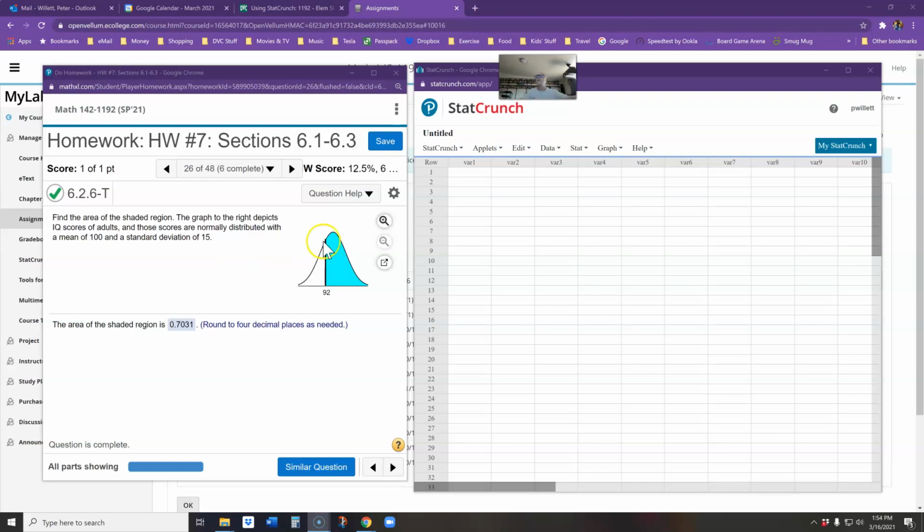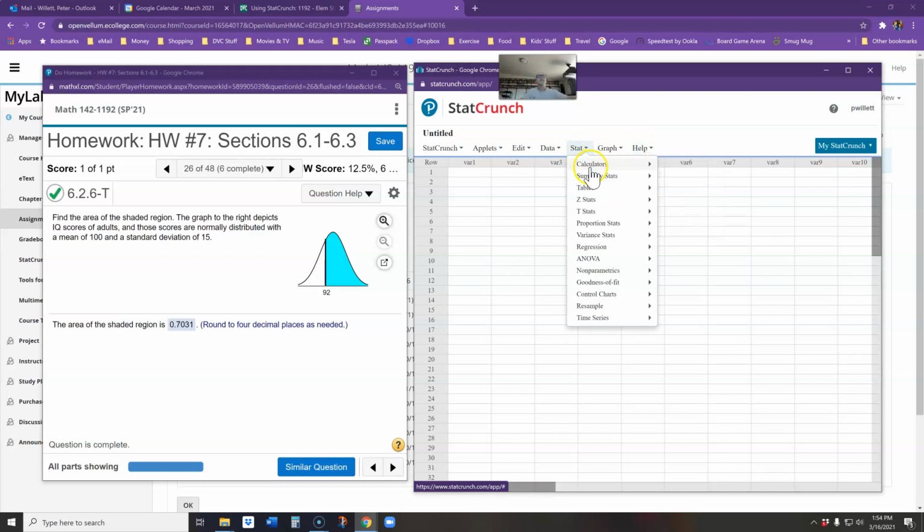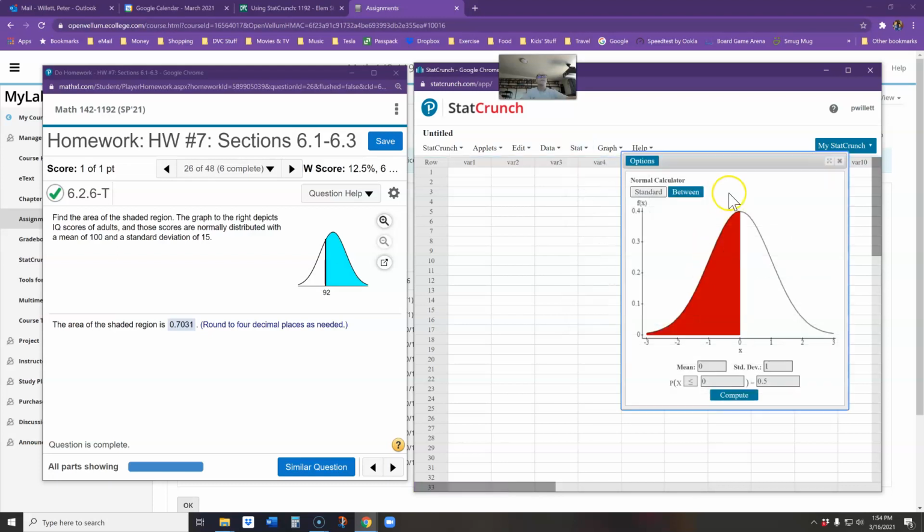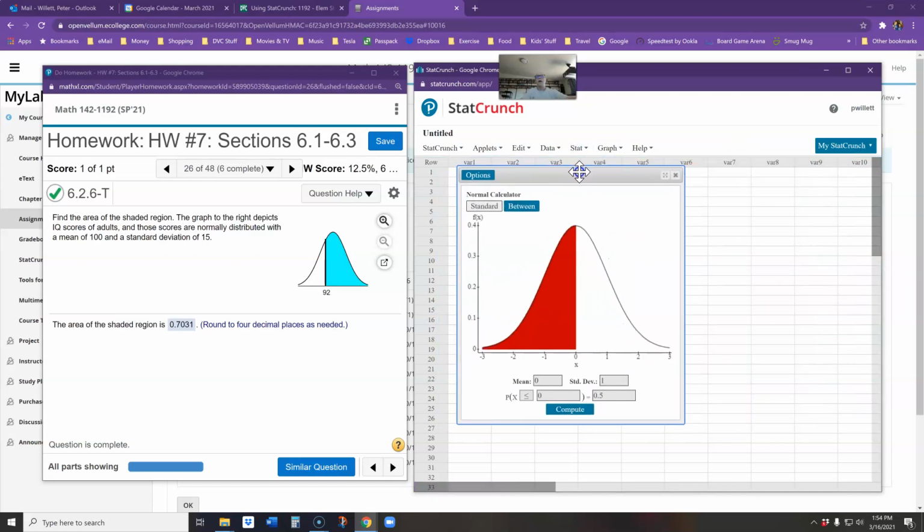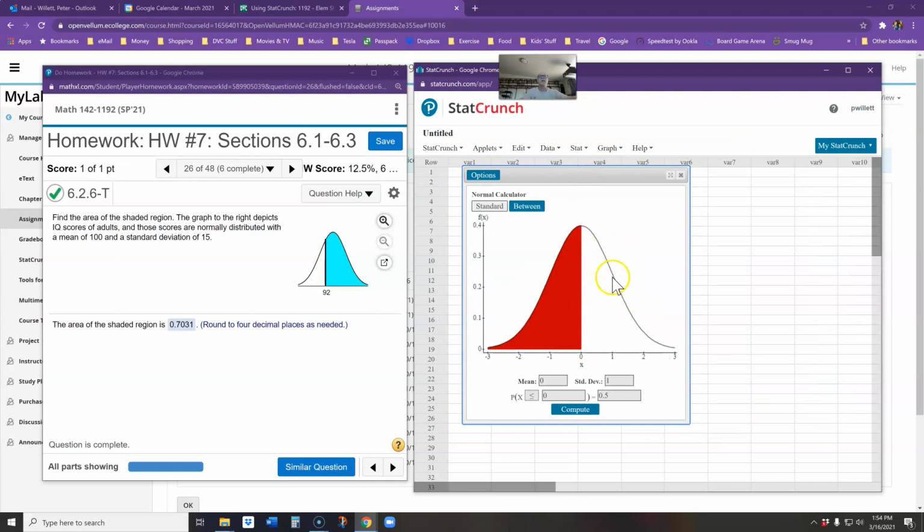All right, so I'm going to open StatCrunch, which I already have open here. You would open that in the question help by clicking on StatCrunch. Then to find the normal calculator, as we've seen previously, I go to Stat, Calculators, Normal. It brings up the normal calculator with a nice graph to help us. The default is set for a standard normal with a mean of 0 and a standard deviation of 1. However, for this problem, we want to adjust those.